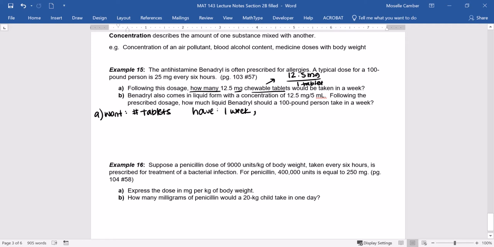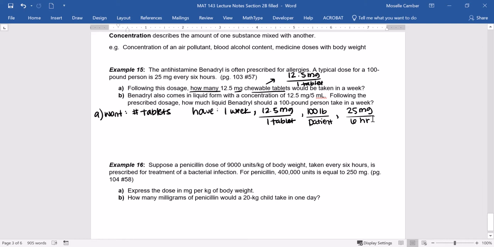Well, let's see, what else do we have? We have this 12.5 milligrams per tablet. Earlier on, it says a typical dose for a 100-pound person, so we have a 100-pound patient. And then we have 25 milligrams. Every is another way of saying per, so per 6 hours. Now we may not use all this information, and that's okay.